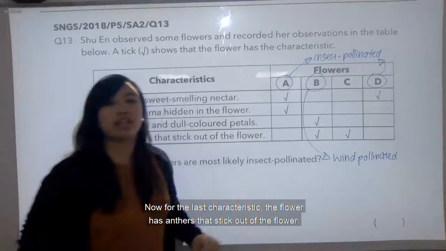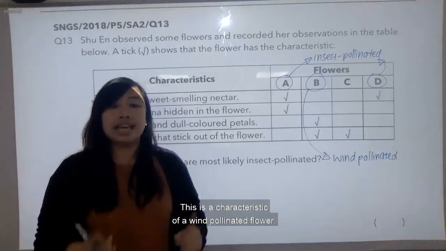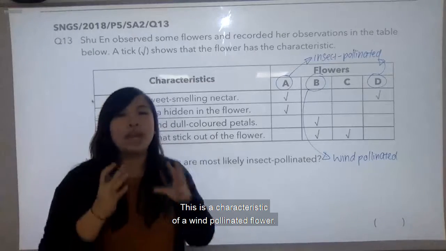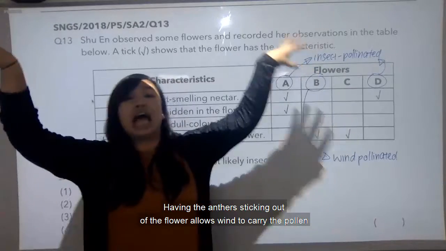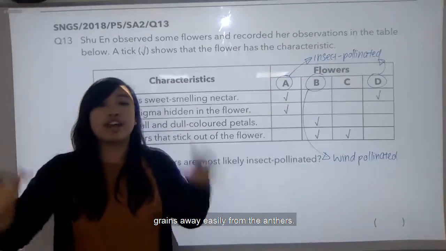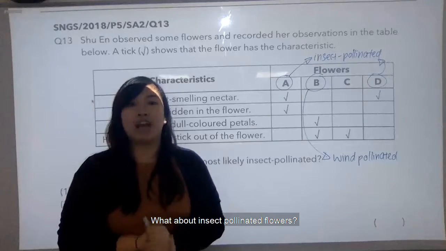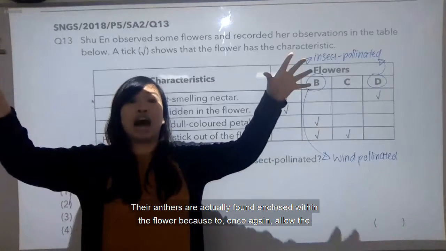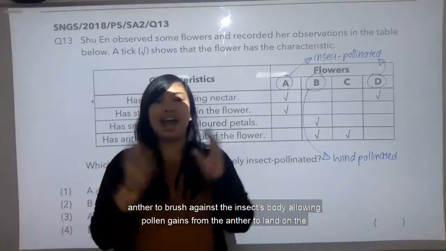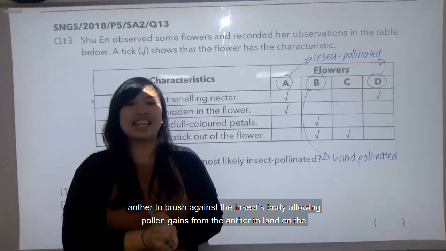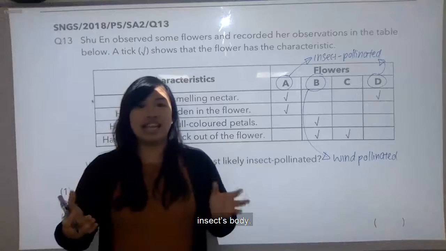Now for the last characteristic, the flower has anthers that stick out of the flower. This is a characteristic of a wind pollinated flower. Having the anthers sticking out of the flower allows wind to carry the pollen grains away easily from the anthers. What about insect pollinated flowers? Their anthers are actually found enclosed within the flower because to once again allow the anther to brush against the insect's body, allowing pollen grains from the anther to land on the insect's body.